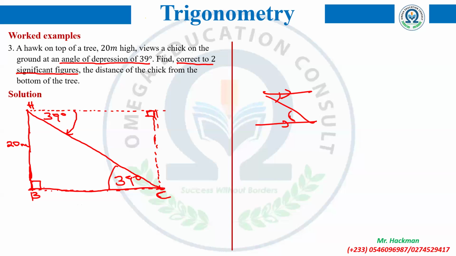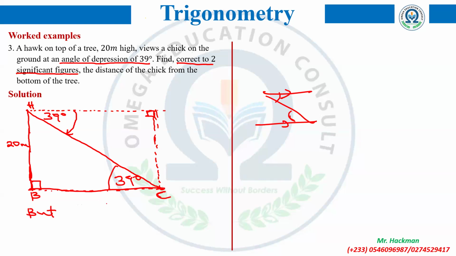I have a right angle triangle and I know my opposite. The question is asking me to find the distance of the chick from the bottom of the tree. So this is the chick, this is the bottom of the tree. So the question is asking us to find the length of BC. Are we in agreement? Yes? Okay.